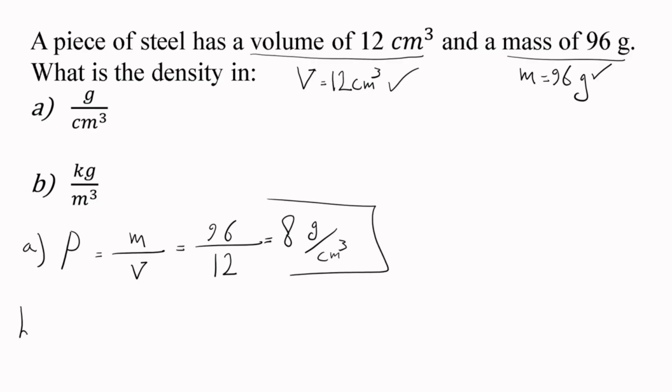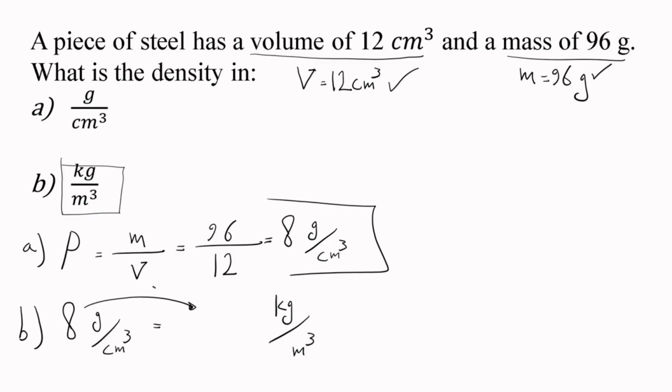In the second part, the question expects us to calculate the density based on kilogram per cubic meter. I have already calculated the value of density based on gram per cubic centimeter. So the only thing that I need to do is converting this unit to kilogram per cubic meter. As I told you, when we face this scenario, the only thing that we need to do is multiplying by 1000. So the answer is gonna be 8000 kilogram per cubic meters.